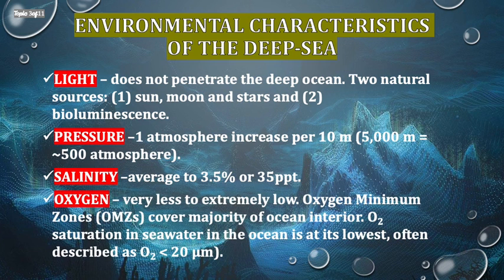Also, oxygen in the deep sea is very low to extremely low. Below 2,000 meters depth, the concentration of oxygen in the water decreases all the way to the bottom. In parts of the ocean where oxygen is at its lowest level, marine biologists call these zones oxygen minimum zones, or OMZs.